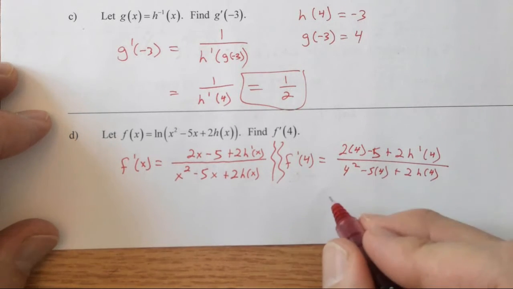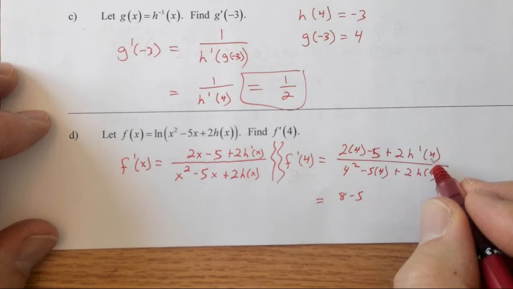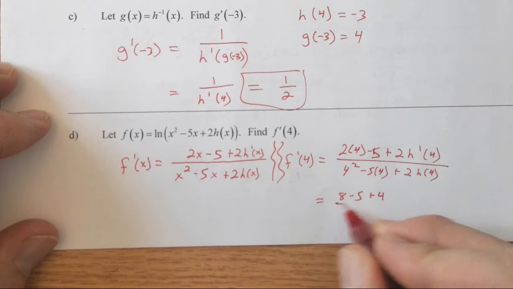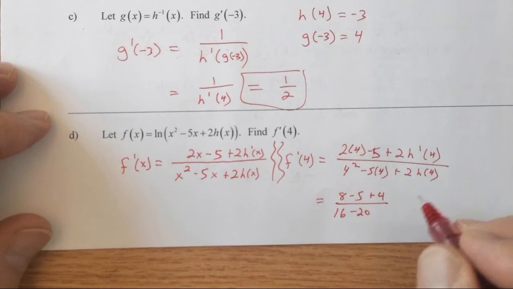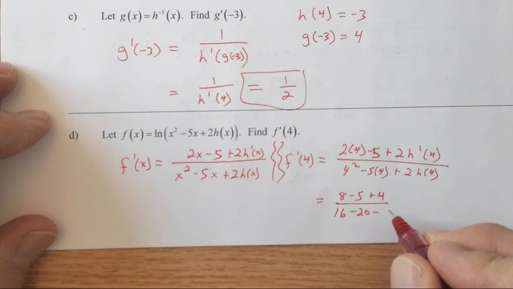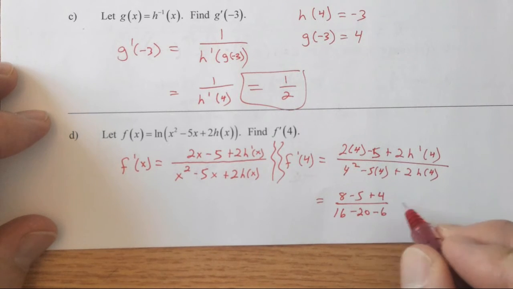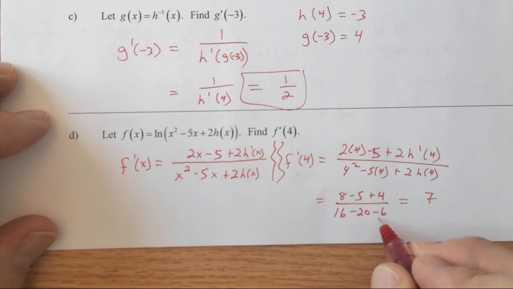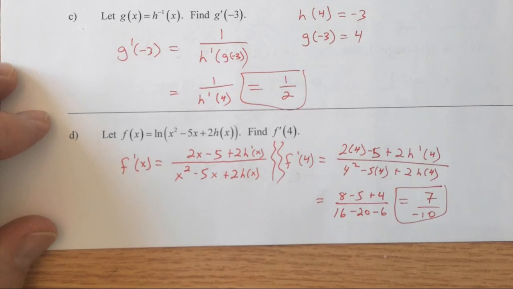So we have 8 minus 5, and then we have twice h prime of 4. H prime of 4 is 2, so we have twice 2, or 4. In the denominator, we have 16 minus 20 plus twice h of 4. H of 4 is negative 3, so 2 times negative 3 is negative 6. So 8 minus 5 is 3, 3 plus 4 is 7. 16 minus 20 is negative 4, minus 6 more is negative 10. So we have negative 7/10 as our final answer.